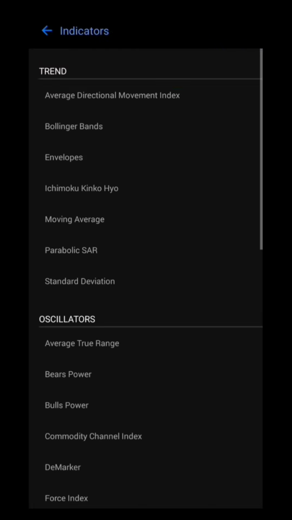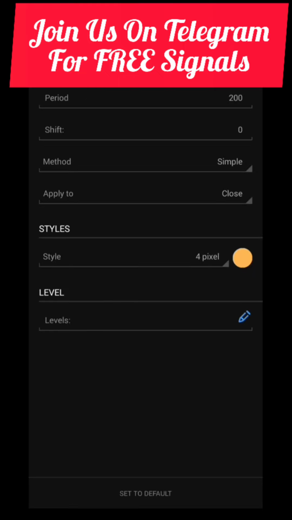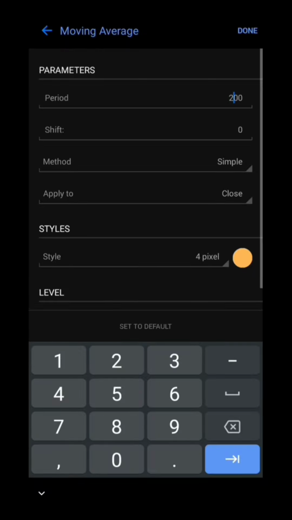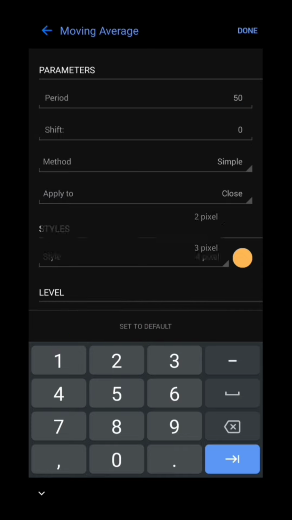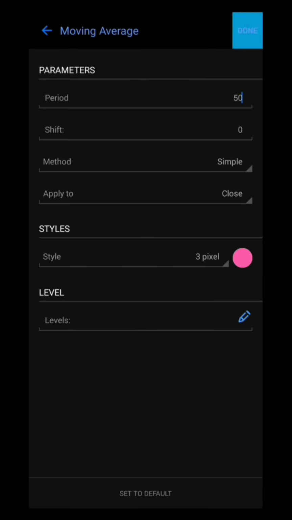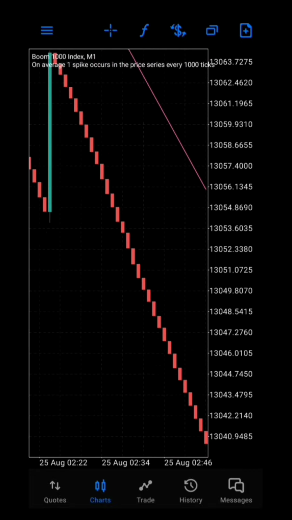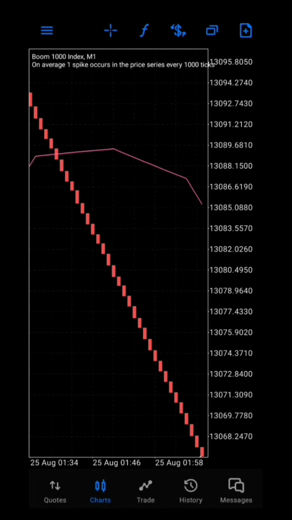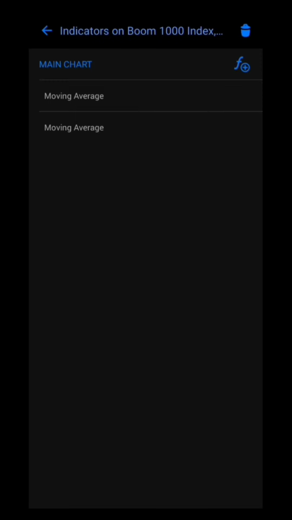I'm going to add another moving average. You change the period to 50, and then you change the pixels to 3, and then you change the color to pink. Done. So here's the yellow moving average. I'm going to add another one.